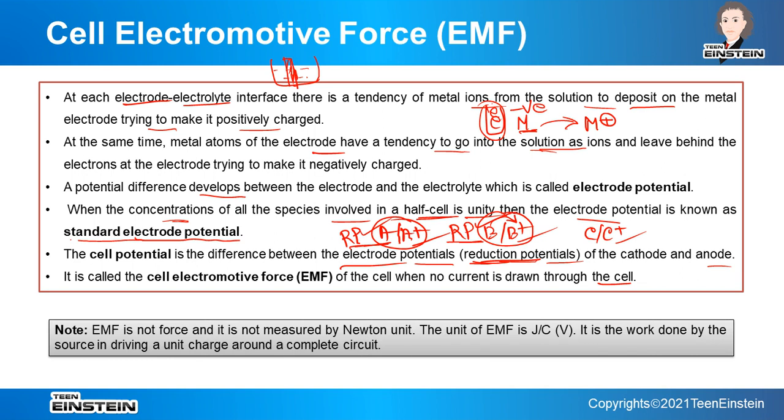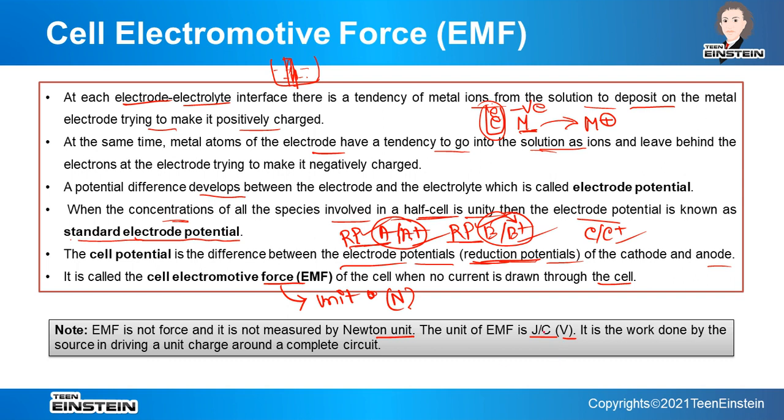Now though we are saying EMF, electromotive force, we are using the term force, but don't think it is force. The unit of force in SI is Newton, and in CGS it is dyne. But we do not use the Newton unit, because though we are saying it is force, actually it is not force, and it is not measured by Newton. So what is the unit? The unit is actually joule per coulomb, and this is actually volt.